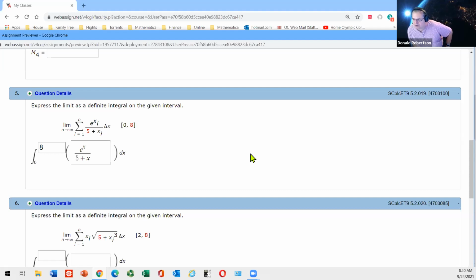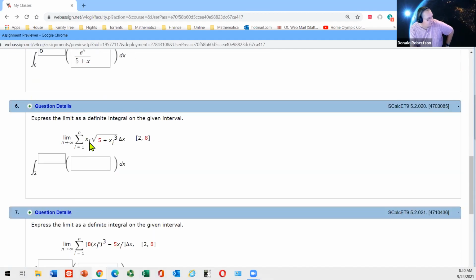But when they do that version, it's a little bit harder to see what's going on. But when it's written that way, basically, if you turn an xi into an x, you're done, right? That's the simple thing. So if I was doing this one, wouldn't it be x times the square root of 5 plus x cubed? And wouldn't that be 2 to 8? Why do I know it's 2 to 8? Because of that, right?